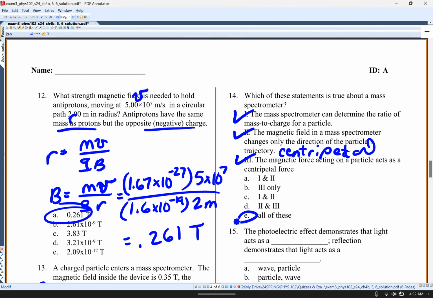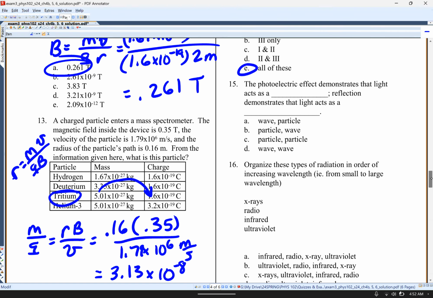All right, moving on to light. The photoelectric effect demonstrates that light acts as a particle. Remember, Einstein discovered that, or described it rather. Reflection demonstrates that light acts as a particle as well. That was Newton's idea. So C is the right answer.